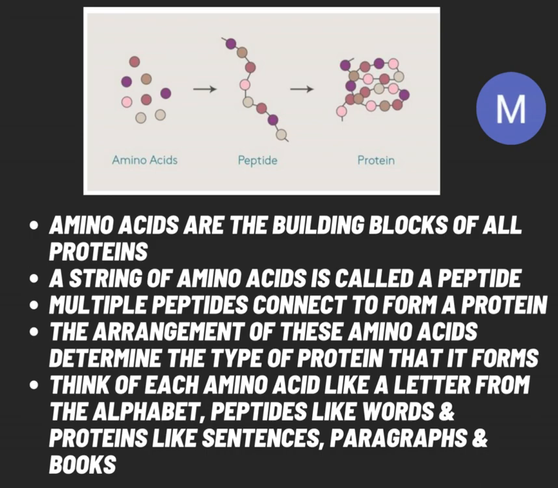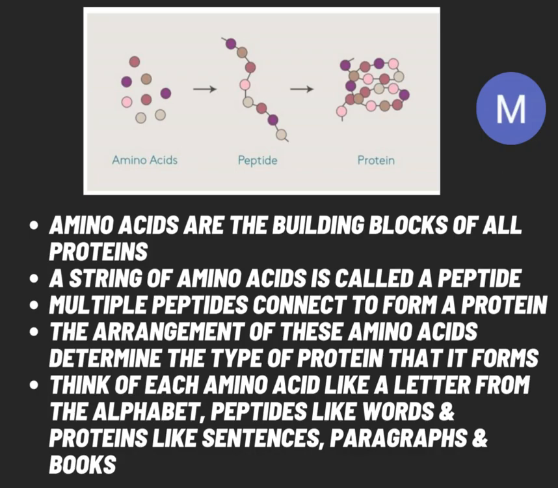Now, I thought this picture was a nice, simple visual so we can get an idea that the most basic building block is the amino acid on the left. If you string multiple amino acids together, it's called a peptide. If you take multiple peptides, connect them, and fold them together, that forms a protein. The arrangement of the different amino acids, which order they're in and how they're put together and structured, determines the type of protein that it's going to form.